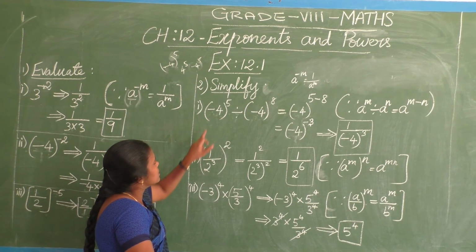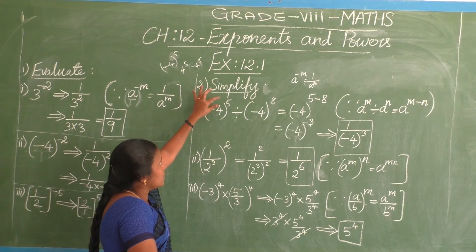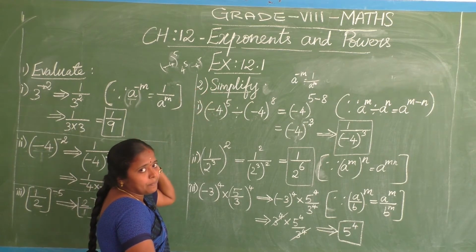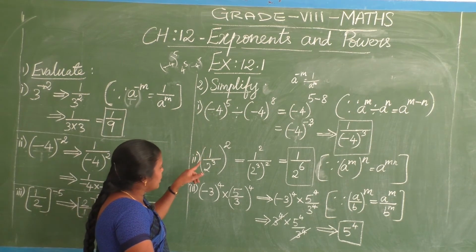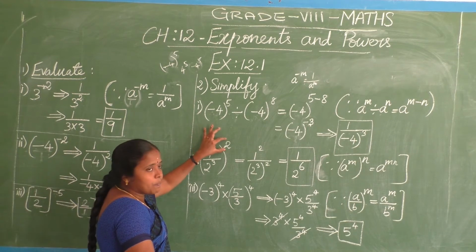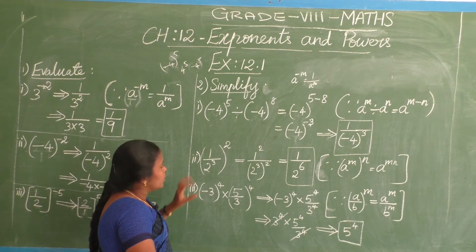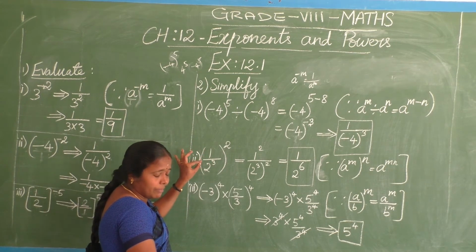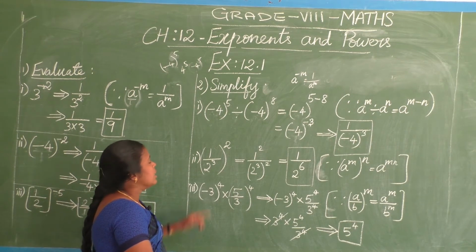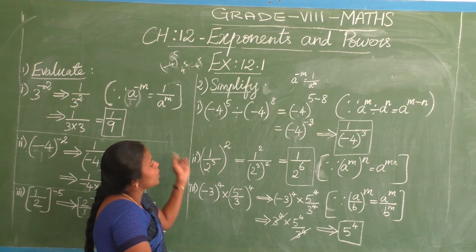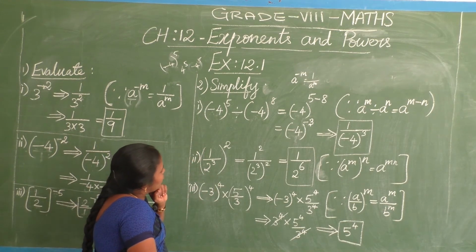Clear? Compare this and this. In the first question, 5 is the power and minus 4 is the base. Minus 4 is an integer. Here, 2 is the power and 1 by 2 cube is the base. The base is given here in fractional form. At that time, how do we simplify? Clear? 1 by 2 cube, the whole square. So, how to simplify?